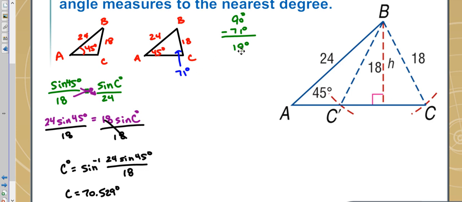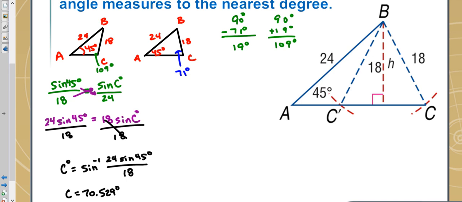Again, you just get 109. How am I getting 109? Well, because I'm taking 90 degrees and adding 19 to it. So either way, you end up with 109 degrees. That's what this angle is there, 109.